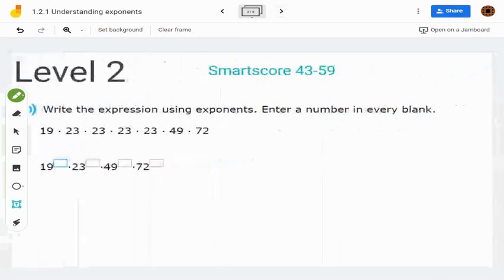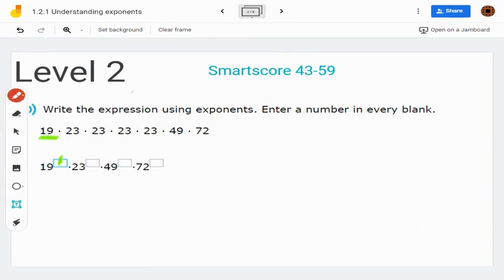All right, a level 2 problem, a little more complicated. Now we've got a couple different numbers here. But again, the exponent is how many times that number is being multiplied. How many times do we see it? How many times is it being repeated? So let's just go one at a time. I see 19 just once, so that would be 19 to the 1st power.